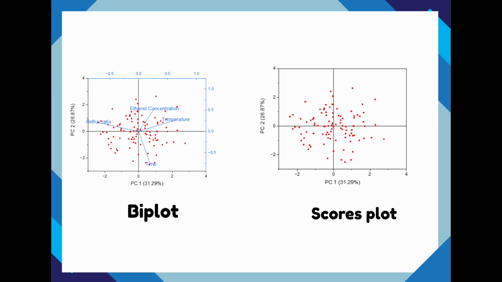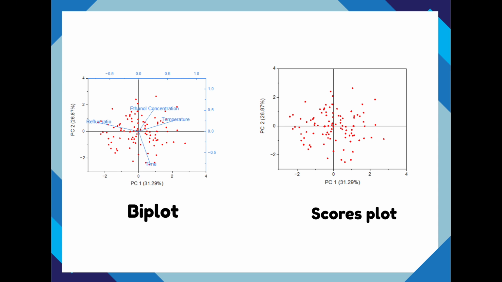For the bar plot, the red dots represent individual data points projected into this reduced dimensional space. The blue arrows indicate the loadings of each variable, such as reflux ratio, ethanol concentration, temperature, and time. Their direction and length show how strongly each variable contributes to the principal components. This plot helps to visualize the relationship between variables and identify patterns or clusters in the data.